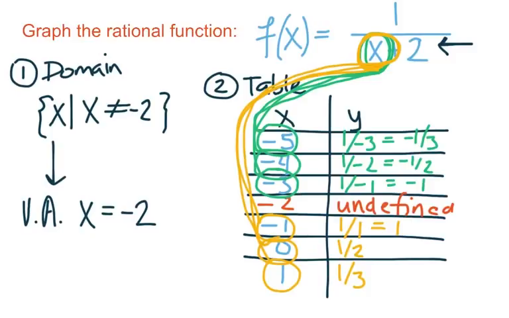So hopefully that helps a little bit with building the table. This pattern is fairly predictable with simple rational functions, which is about as much as we'll see here in our class.